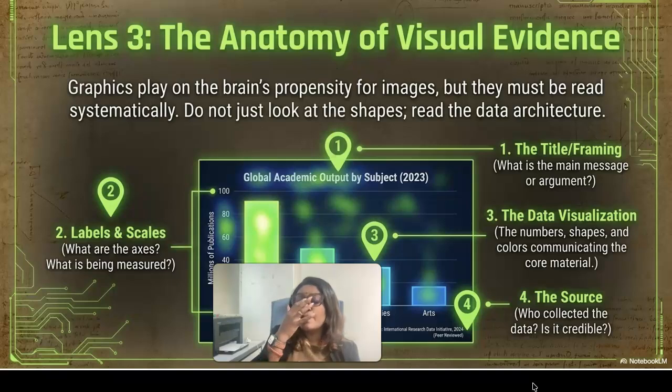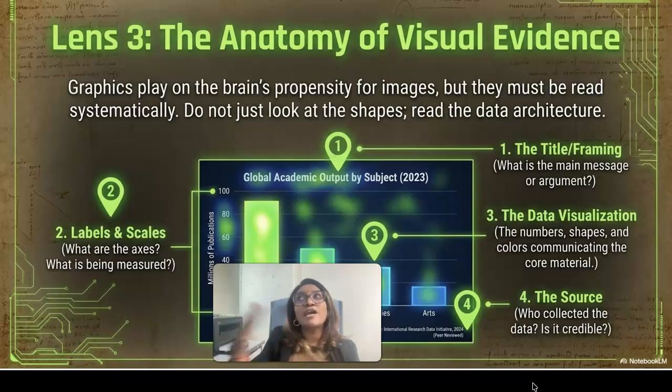Okay, moving further, how do we actually interpret the visuals that we see? Sometimes they put images, sometimes tables, sometimes infographics. All of these are signals for you to read systematically. That means you don't just look at the shapes and the way the data is presented, but you look at what is actually spoken in the table or in the infographic. What is the main message?